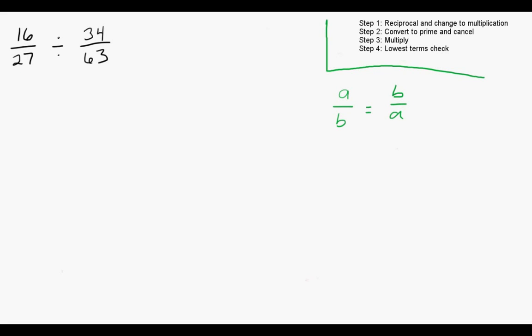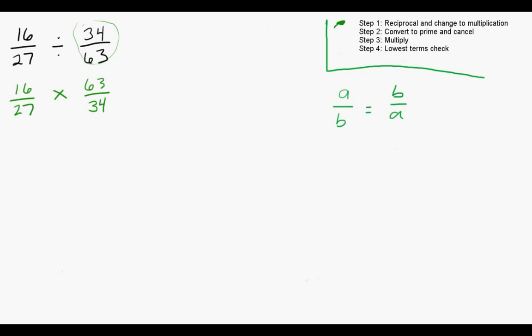Let's take a look at one more division example. Here we have 16 over 27 divided by 34 over 63, and our first step is going to be taking the reciprocal and changing to multiplication. So we have 16 over 27, we're going to flip that division to a multiplication, and we're only taking the reciprocal of the divisor fraction. That's the fraction we're dividing by. So 34 over 63 becomes 63 over 34.